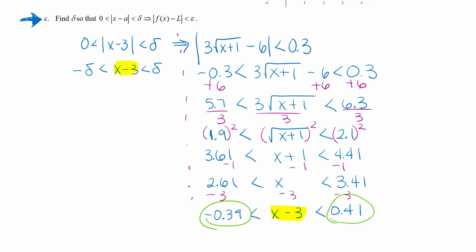So I basically have two candidates for delta. Delta could be either positive 0.39 or it could be positive 0.41. Remember that delta is never negative, it's positive, and this inequality would represent a plus and minus perhaps. So I have to think about which of those is the correct answer for delta. And remember that we can always go smaller, but you can't go bigger or the function is maybe not going to fit in the correct interval.